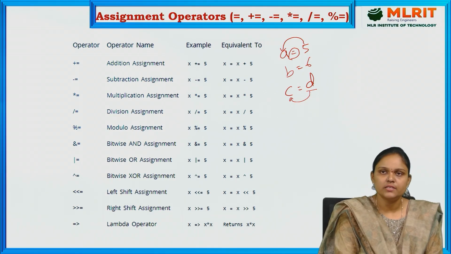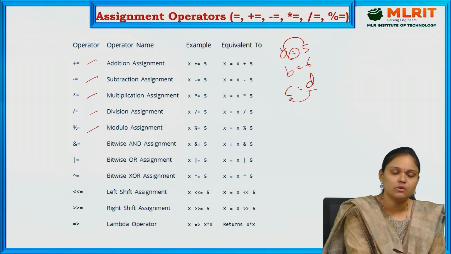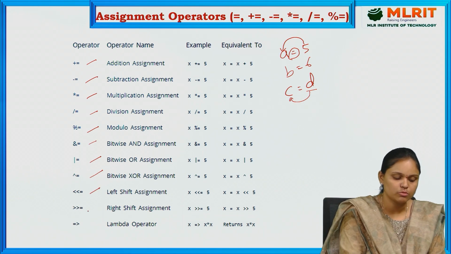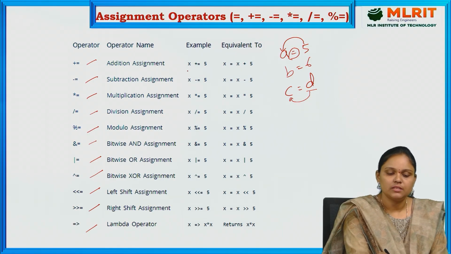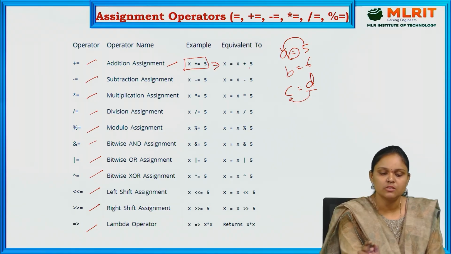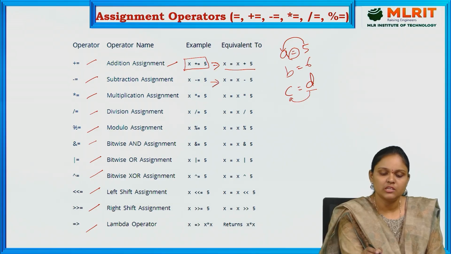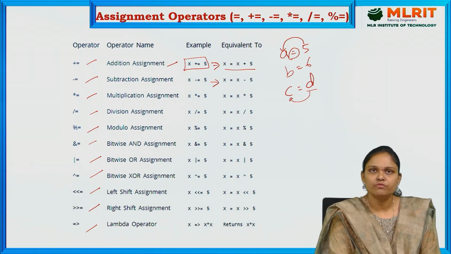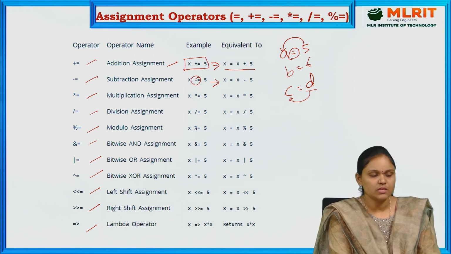Next, the shorthand assignment operators: plus equals to, minus equals to, multiplication equals to, division equals to, modulus equals to, bitwise and equals to, bitwise or equals to, bitwise XOR equals to, left shift equals to, and right shift equals to. This plus equals to is an addition assignment. x plus equals to 5 is almost equivalent to x equals to x plus 5. x minus equals to 5 is almost equivalent to x equals to x minus 5. We can also use these kinds of assignment operators in the C programming language.